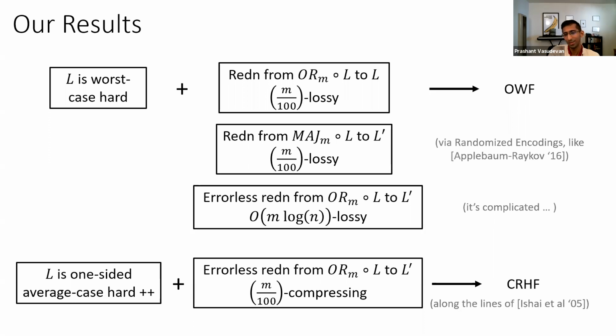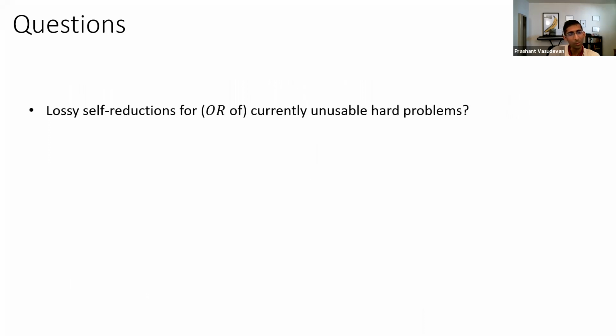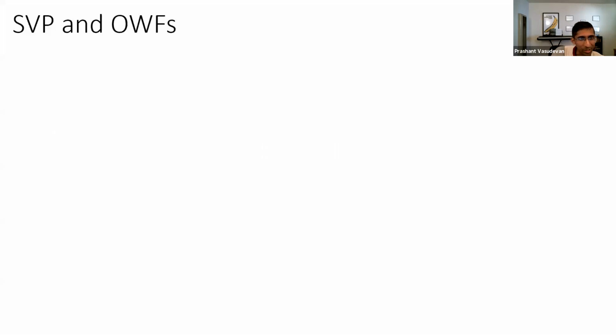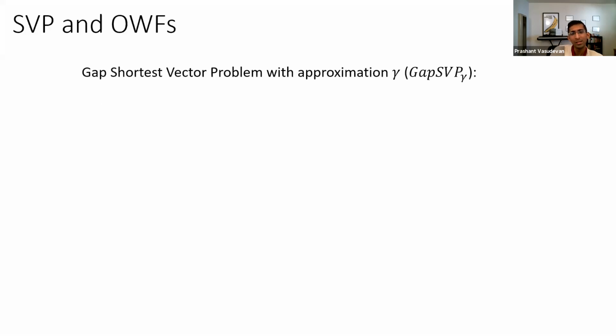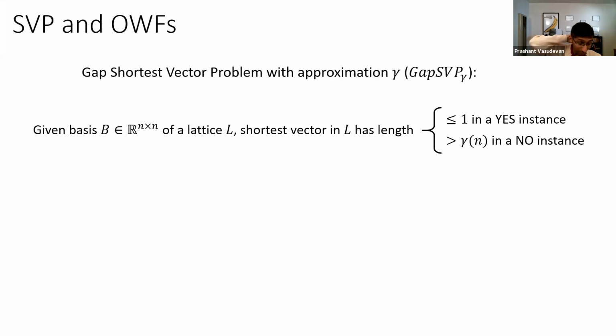Yeah, so these are the results. The one other thing that I wanted to say, which I will not get into now, is that this raises some very interesting questions and possibilities. In fact, I will say a little bit about this now. One interesting concrete question that I'm very interested in, that I don't really know how to solve, is about getting one-way functions from the shortest vector problem over lattices.